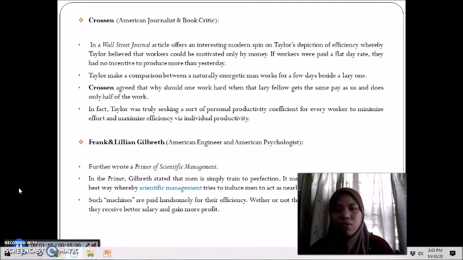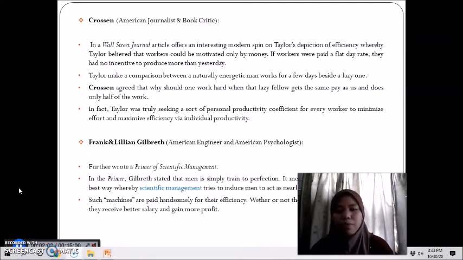Next is Crozon. A Wall Street Journal article offers an interesting modern spin on Taylor's depiction of efficiency, whereby Taylor believed that workers could be motivated only by money. If workers were paid a flat day rate, they had no incentive to produce more than yesterday. Taylor made a comparison between a naturally energetic man who worked for a few days beside a lazy one. So Crozon agreed: why should one work hard when that lazy fellow gets the same pay as us and does only half of the work? In fact, Taylor was truly seeking a sort of personal productivity coefficient for every worker to minimize effort and maximize efficiency via individual productivity.